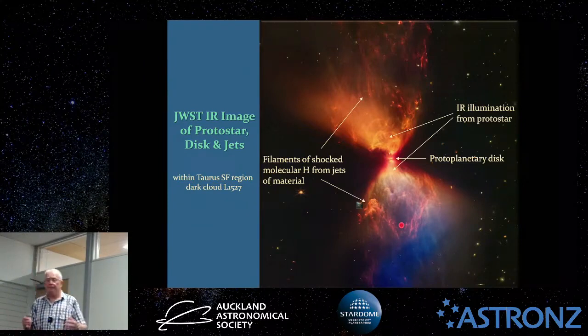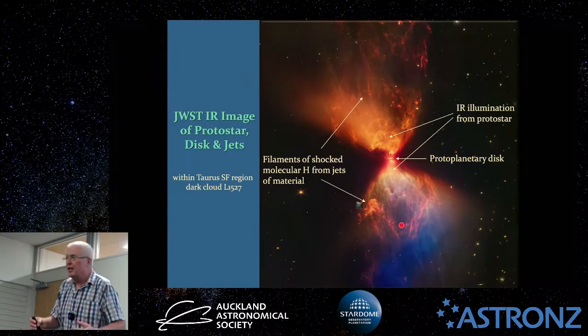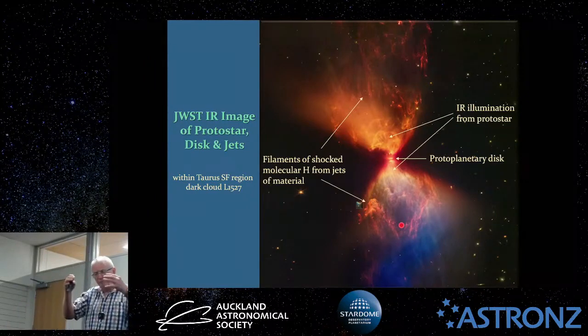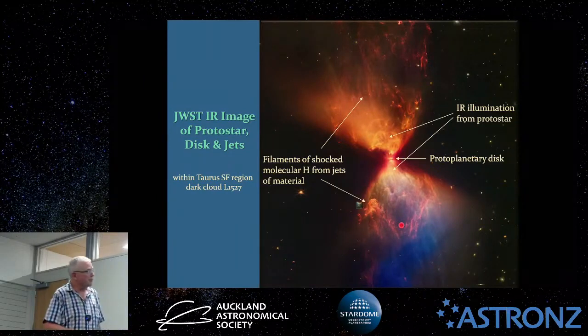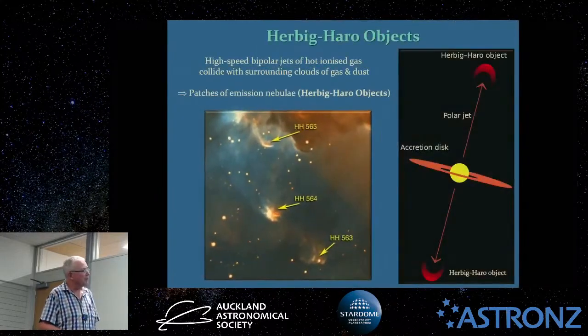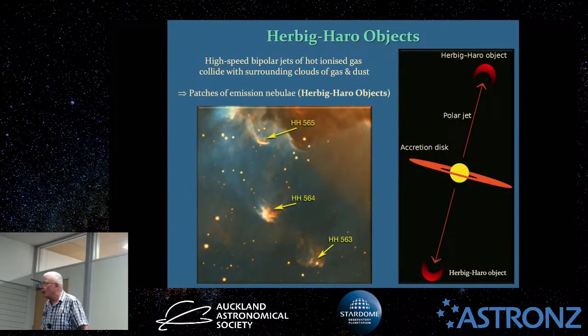And those bow shocks are very, very forceful and energetic, and they give rise to pockets of energized or ionized material. That's what you're looking at here. These big patches are like shock waves of energized material. When you see those mini emission nebulas, they are called Herbig-Haro objects. The name comes from a couple of astronomers, Herbig and Haro, who were involved in this research. It's the hot ionized gas coming out in jets and colliding with all the material, gas and dust, and you get these patches of nebula.